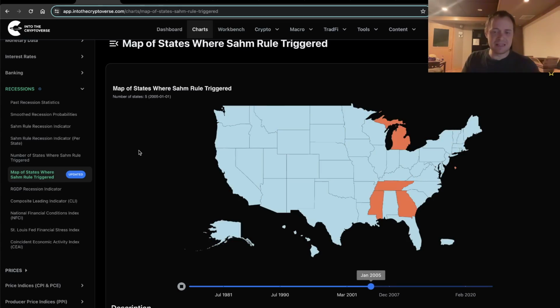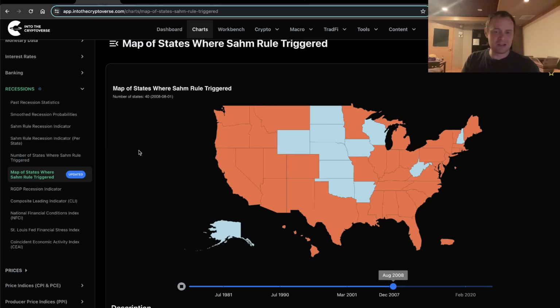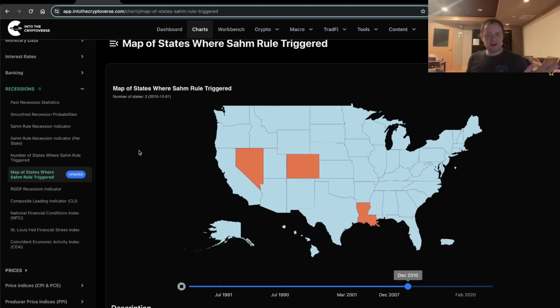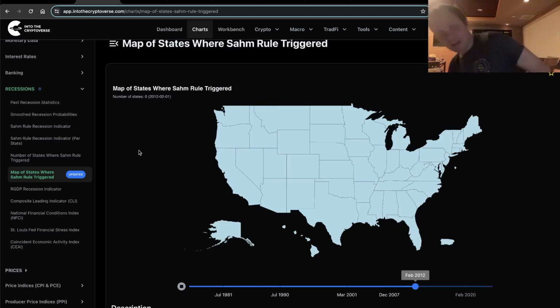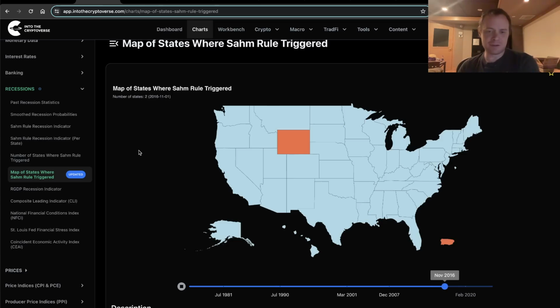And now you're about to see in a couple seconds, you're going to see the financial crisis occur, where you get a few states, and then it picks up, and then essentially the entire country is in a recession. And then we go through this period, in the 2010s, where you didn't really have a recession, right? I mean, you had a few states pop up here and there, but look at this. We're going through all these years, and for the most part, basically none of these states are even triggering the Sahm Rule.